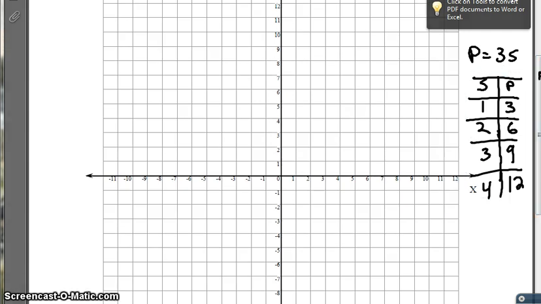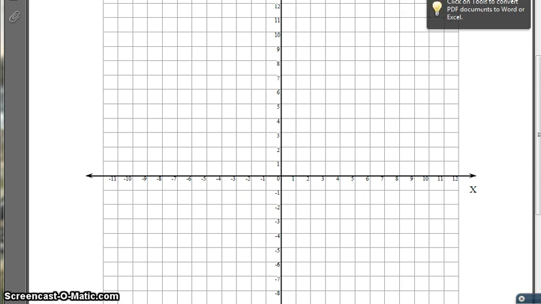Now let's make a graph of those things. So let's graph them. 1, 3. 2, 6. 3, 9. 4, 12. Okay? And they're graphed. Notice that all our points line up very nicely. Let's try a few more.